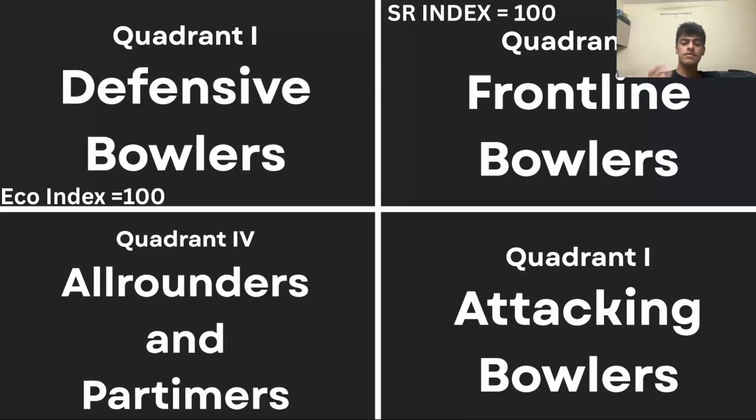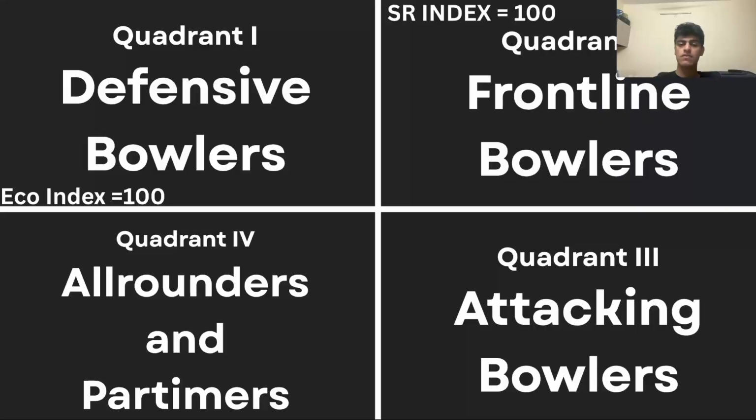Quadrant 1 is defensive bowlers, essentially a high economy index and a low strike rate index. It basically means these bowlers are stopping a lot of runs but not picking up a lot of wickets. Quadrant 1 contains bowlers who are stopping a lot of runs but not picking up a lot of wickets in turn. Players who prefer bowling defensive lines and choking the opponents.